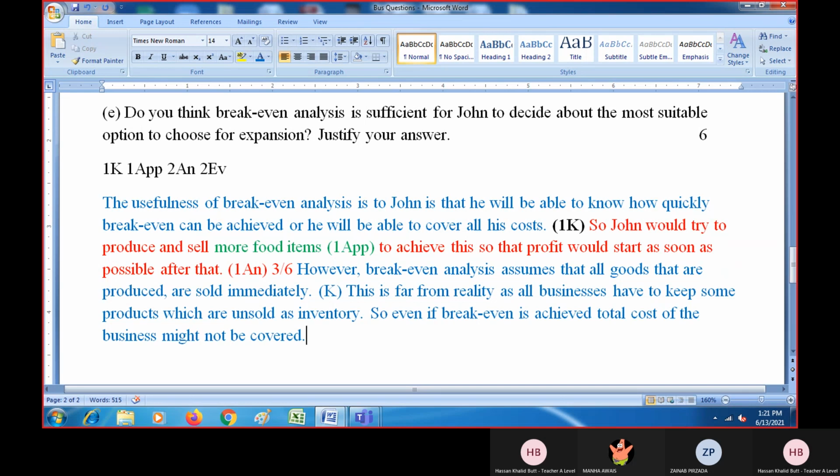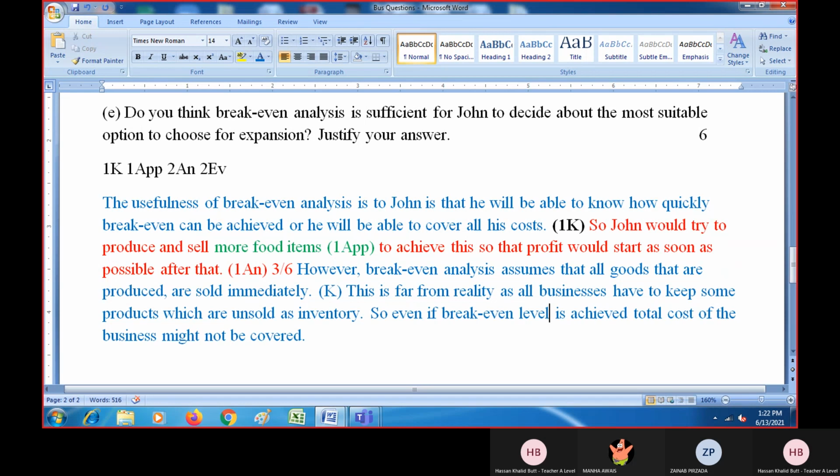We understand this. So if you are producing but you are not able to sell, it means you are not getting revenue. So if you are not getting revenue, it means you are not able to cover your cost as a business. So that is actually a disadvantage: even if you achieve your break-even, the desired level of output might not cover your costs. So let me just rephrase that. So even if break-even level is achieved, total cost of the business might not be covered.